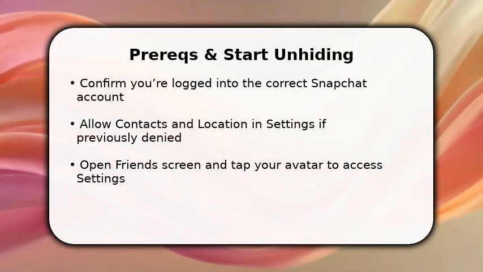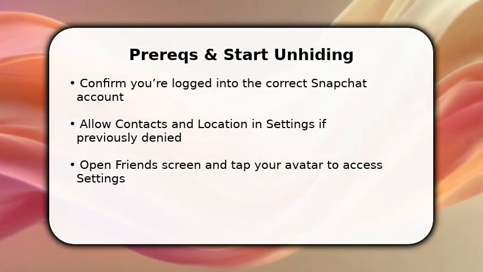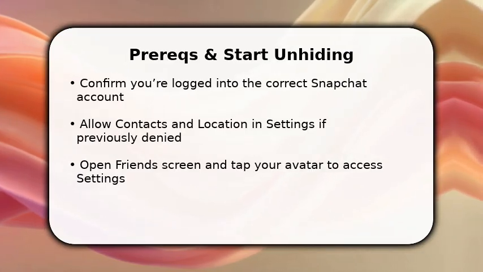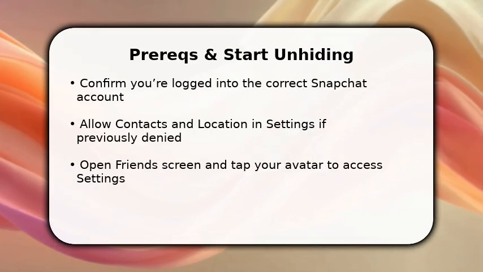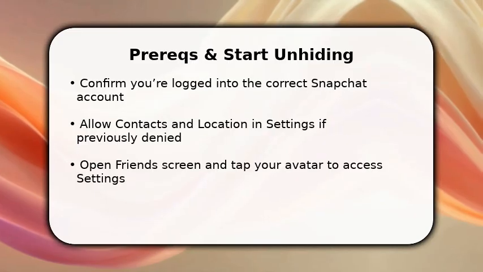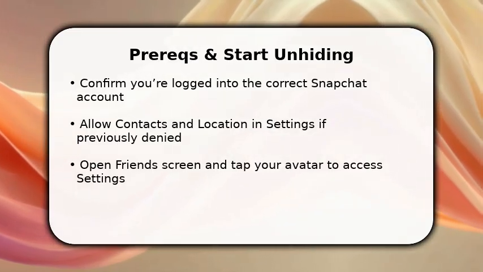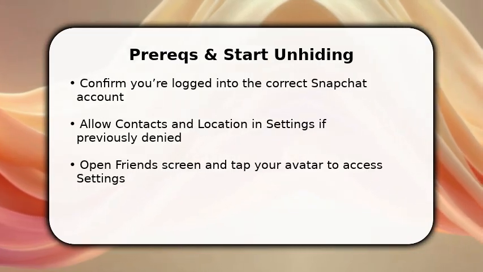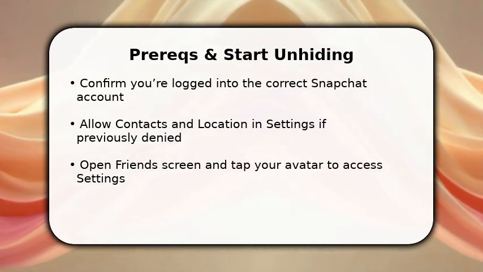You're ready to start. First, confirm you're signed into the Snapchat account that hid the friend. Once done, make sure contacts and location permissions are allowed in your device settings because Snapchat uses them to surface people. Next, open the friend's screen and tap your avatar at top left to open settings. From settings, scroll to privacy controls and choose See My Location or Contact Sync. This begins revealing hidden entries. These are the first actionable steps to reverse hidden status quickly.